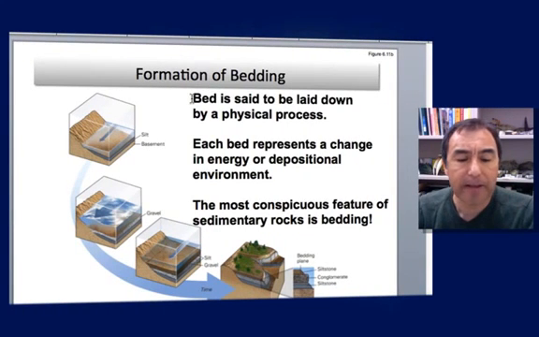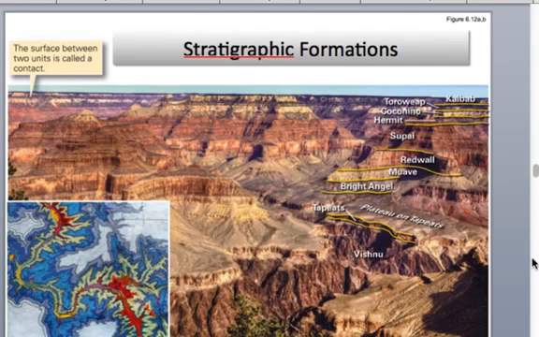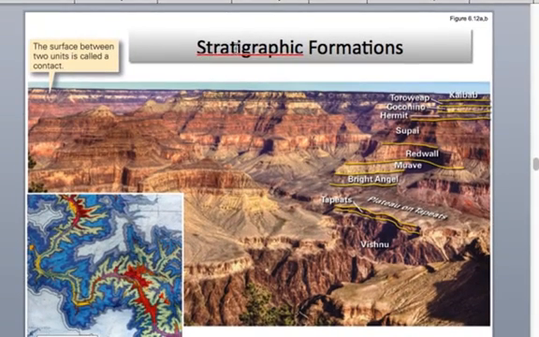We call these beds because some physical process is said to lay down the sediment, right? Each bed represents a change in the energy or the environment. It could be near shore, farther offshore, sea level could be different. Another view at these layers, these strata. Remember, stratigraphic is the charting of the strata, and strata means layers, right? So one stratum is one sedimentary bed.